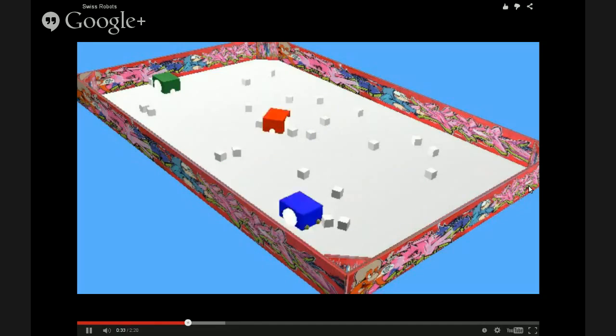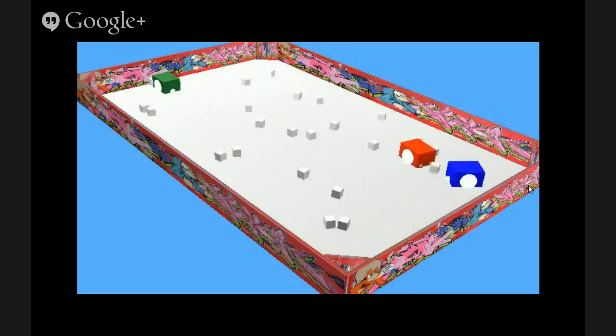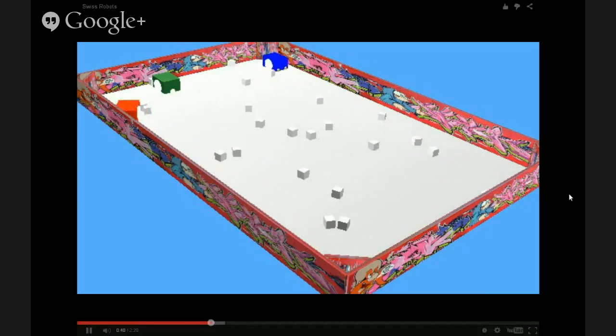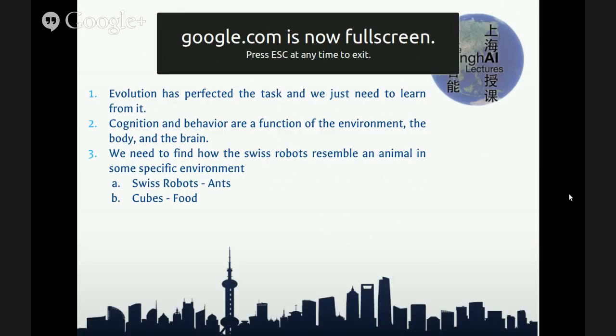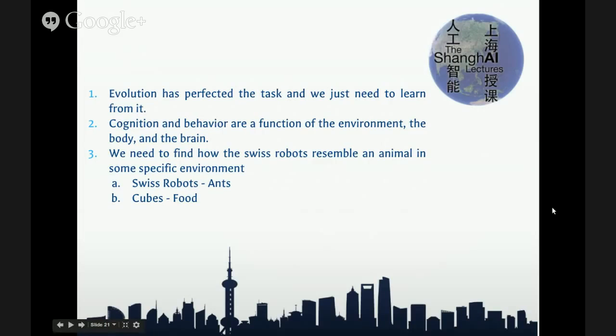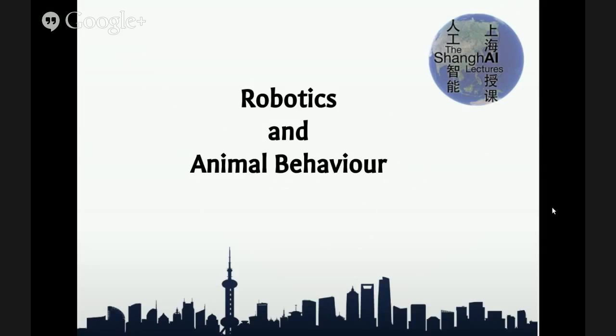So at the end of this video, the cubes will form a cluster, and the robots will have formed it. So moving on to the next slide. We have robotics and animal behavior.